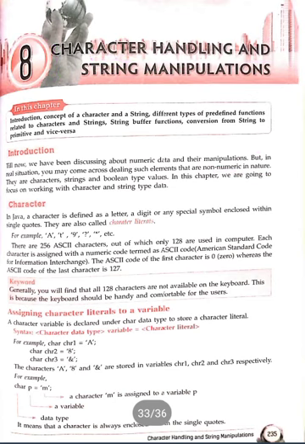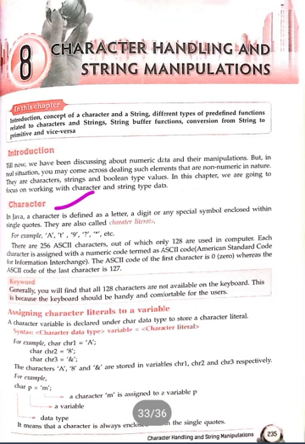In non-numeric data, what will come? Characters, strings and boolean. Characters, where one single character can be stored; strings, where more than one character can be stored; and boolean, where only true or false can be stored. The first one is character.